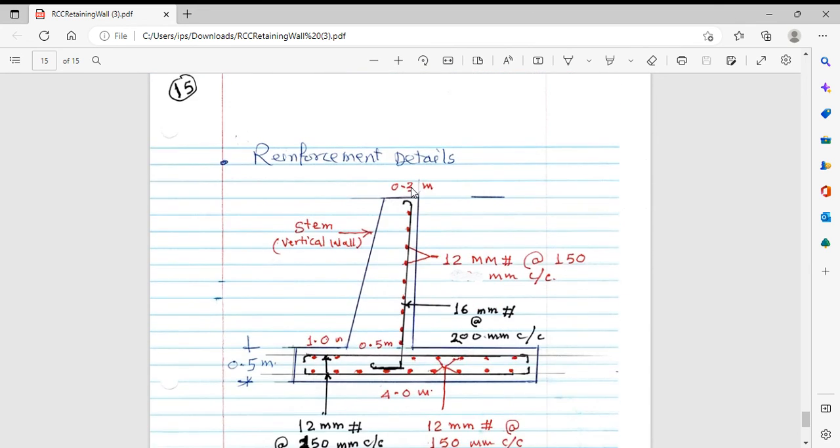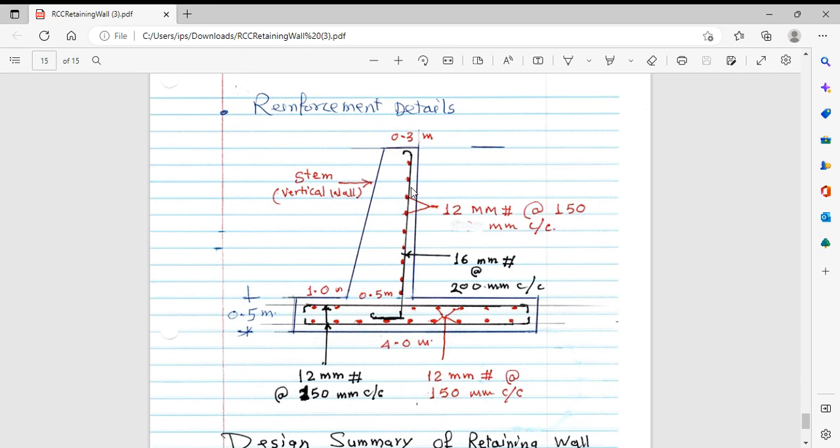Now we'll discuss something about the reinforcement. After designing all this, we can see this is the 16 mm bar at a spacing of 200 mm center to center over the entire length, and this is the distribution steel which is taken as 12 mm bar at 150 mm center to center.